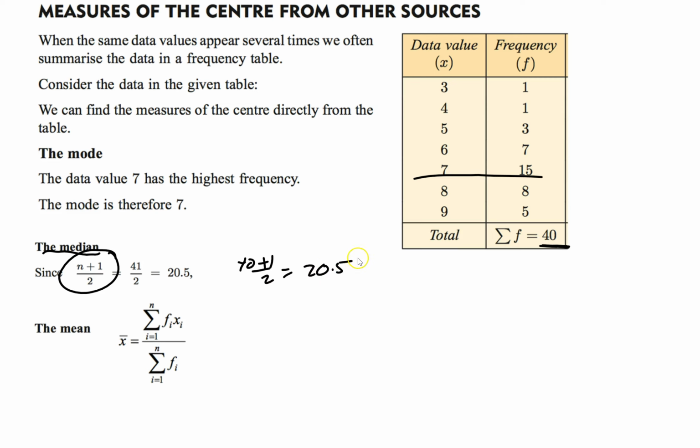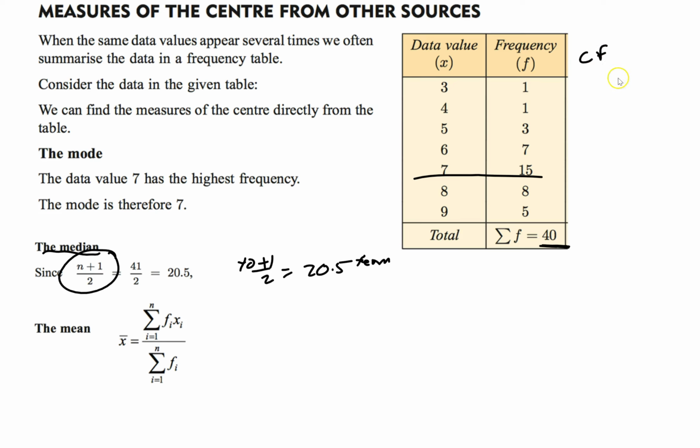Now, very important, this 20.5 term is not the answer. My answer is not 20.5. It's not the median. The median has to be one of these numbers here. So you've got to figure out what the 20.5 term is. Easiest way to do this is a cumulative frequency chart.